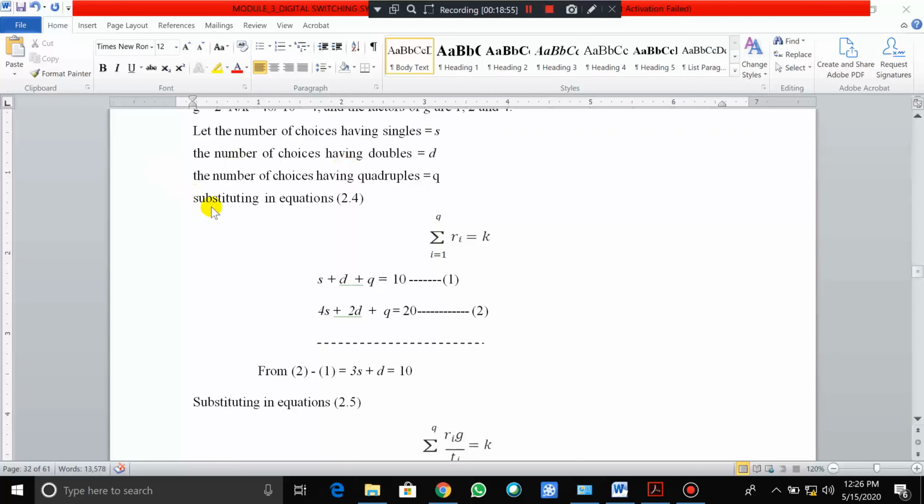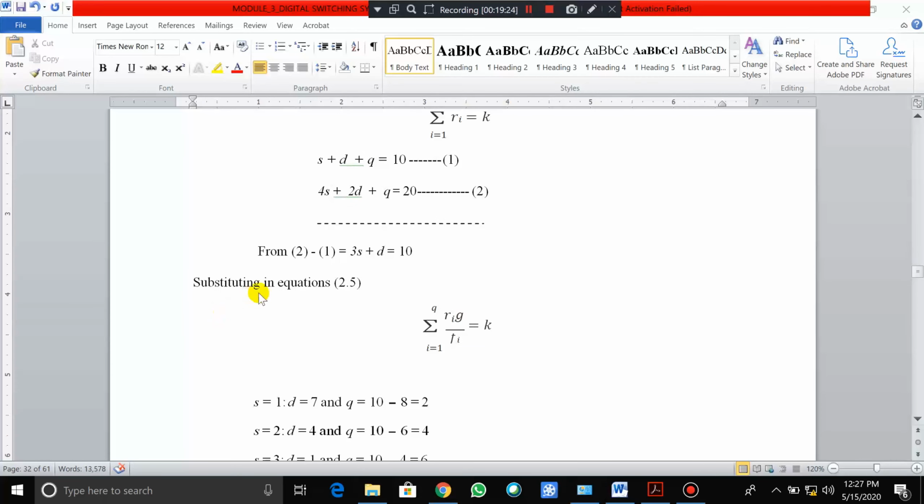Now substituting the equation, we have the summation of i varies from 1 to q, and r of i is equal to k. This r of i is nothing but S plus D plus Q, which we already took into consideration. It is the first equation. Now 4S plus 2D plus Q is equal to 20. From equation 2 minus equation number 1, we have 3S plus D is equal to 10. You just have to simplify this equation.